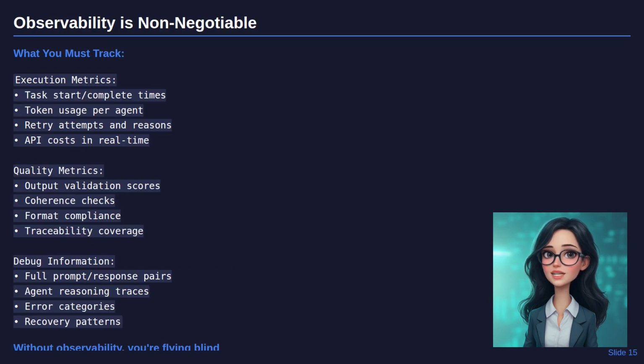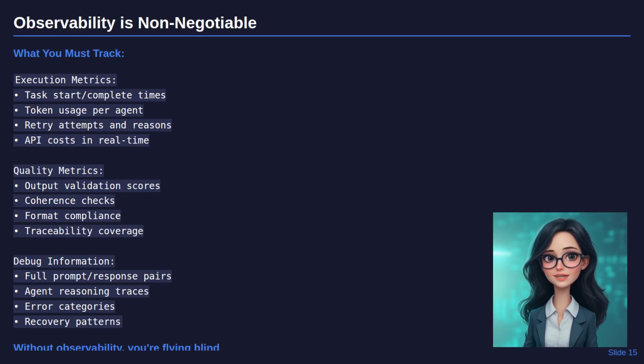Let me stress something critical that we learned the hard way. Observability is non-negotiable. You must track execution metrics like task start and complete times, token usage per agent, retry attempts and reasons, API costs in real time. You need quality metrics: output validation scores, coherence checks, format compliance, traceability coverage. And you absolutely need debug information: full prompt and response pairs, agent reasoning traces, error categories, recovery patterns. Without observability, you're flying blind.